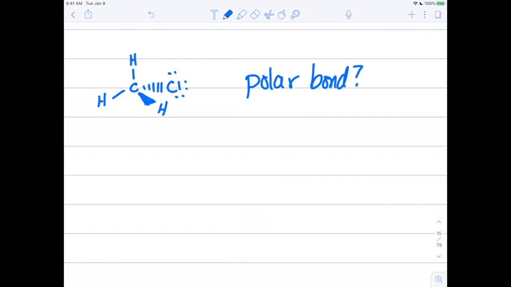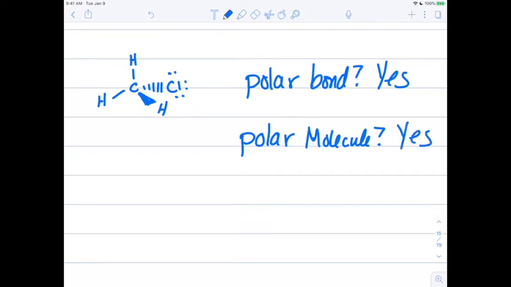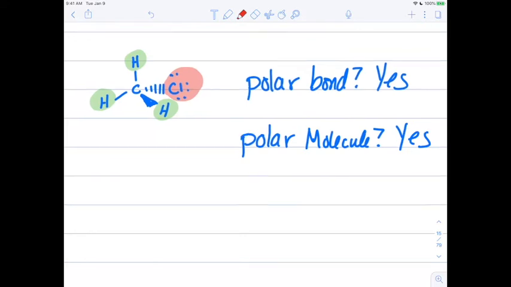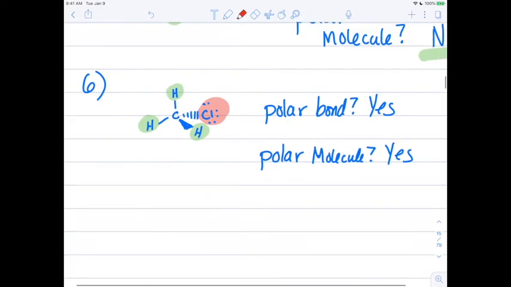You're right, just the carbon chlorine. Is it a polar molecule? All right, it is indeed a polar molecule. It does have a symmetrical shape, but there's one problem. The outer atoms do not match. That chlorine is not the same as the hydrogens. So any questions on this number 6 or any of the other ones?